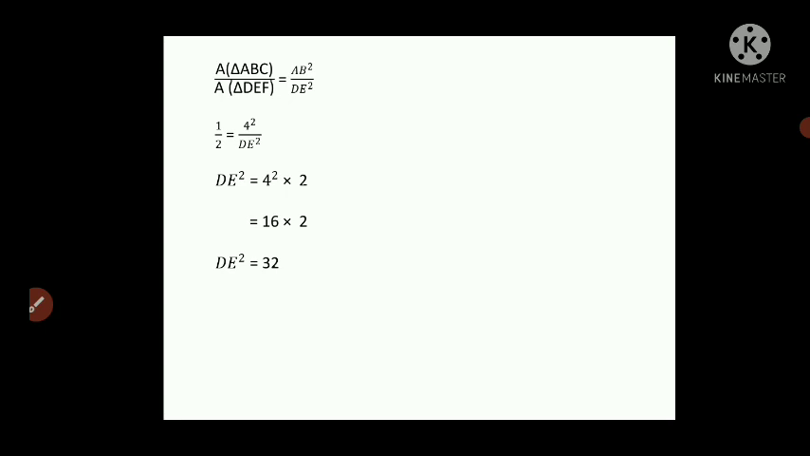Now 32 is not a perfect square, so I will take the square root of 32. Taking 16 into 2, 16 is a perfect square, and its root will be 4. So DE is 4 root 2.